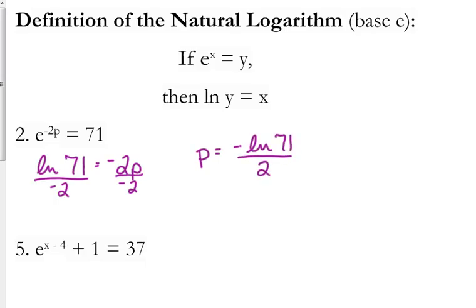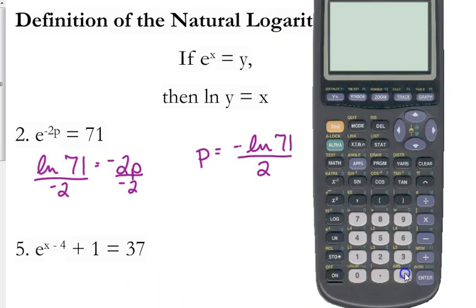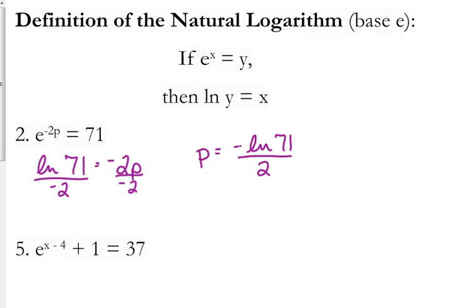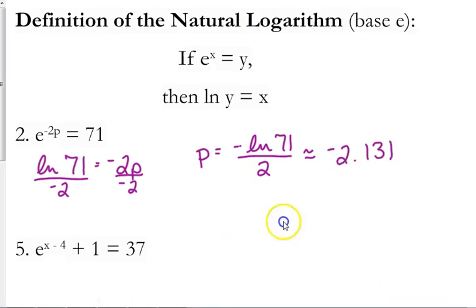I like that form, the logarithmic form, but if you really want to know the decimal approximation for it, just use your natural log button, make sure you close the parentheses, and divide by 2, so it's approximately negative 2.131. I wrote that correctly. Yes.